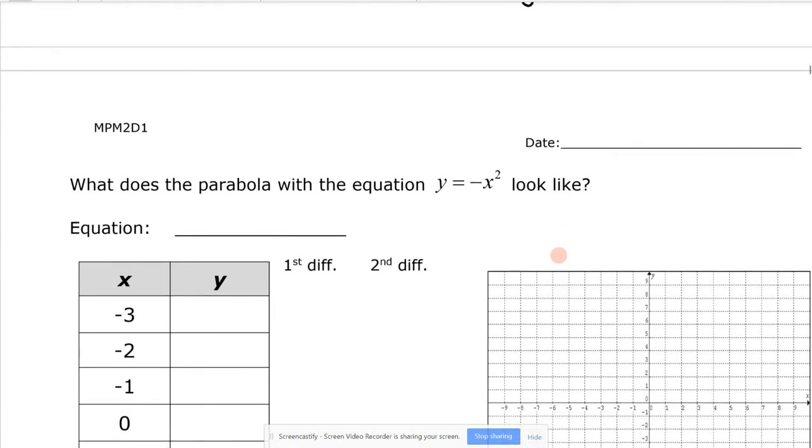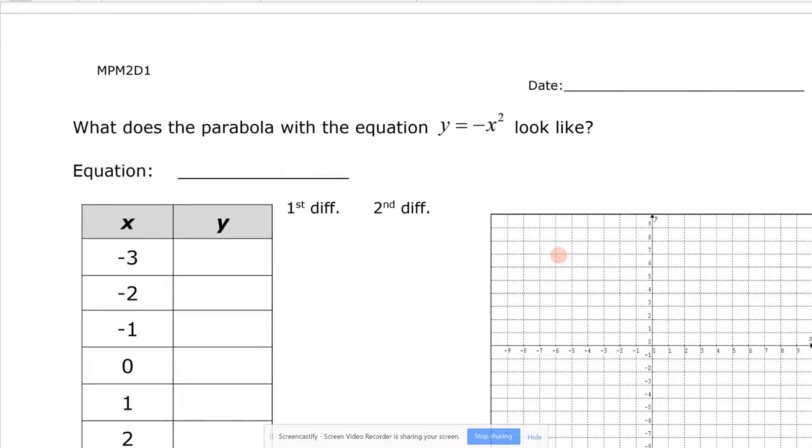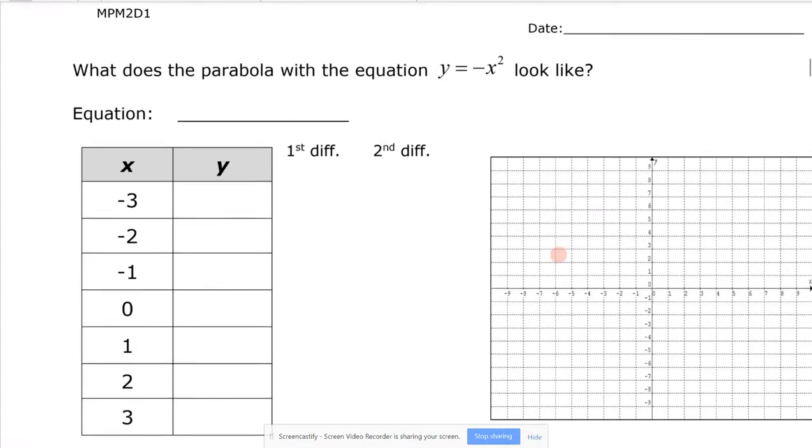Okay, so let's look at another parabola. What does a parabola with this equation look like? Here's the equation, y equals negative x squared. What you have to do is take your x value, negative 3, square it, and then multiply by the negative in front. So negative 3 squared is positive 9, but with the negative there, it's negative 9.